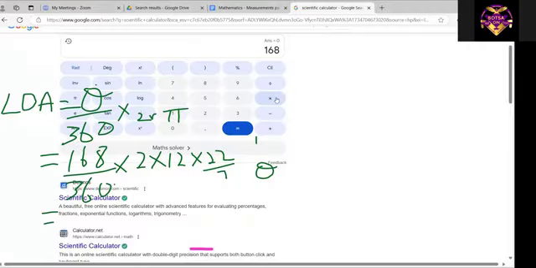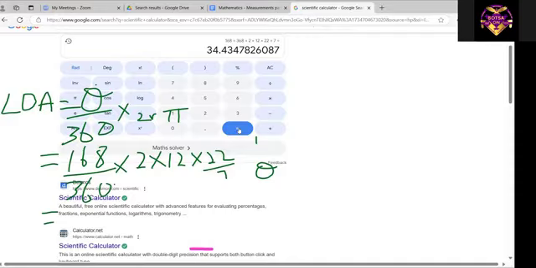So 168, if you have a calculator, you could try to divide it by 360, multiply by 2, multiply by 12, multiply by 22, divided by 7. Okay, let me double check that with my real scientific calculator. So 168 divided by 360 by 2 by 12 by 22 by 7.